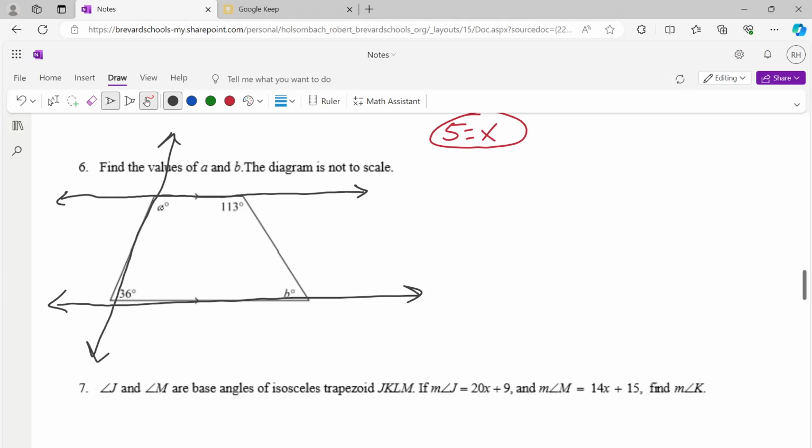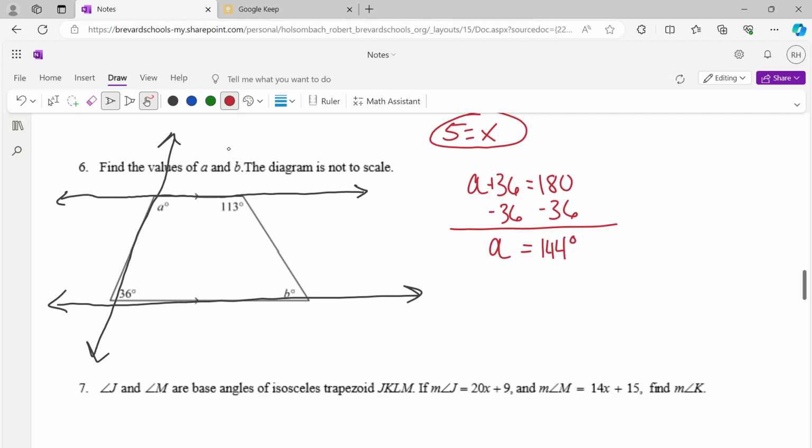So aren't these two angles, the A and the 36, same side interior? And same side interior angles are supplementary. So A plus 36 equals 180. All right, we covered that a long time ago. It doesn't matter if this is a trapezoid or not. You still have two parallel lines cut by a transversal. So subtract 36 from each side, I'm sorry. So our A is equal to 180 minus 36, 144.